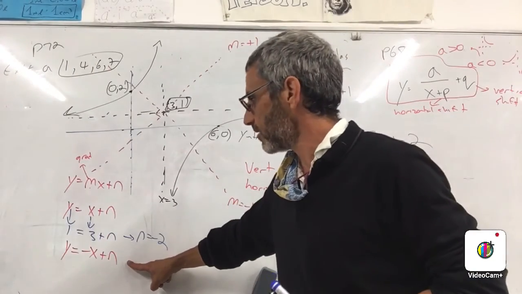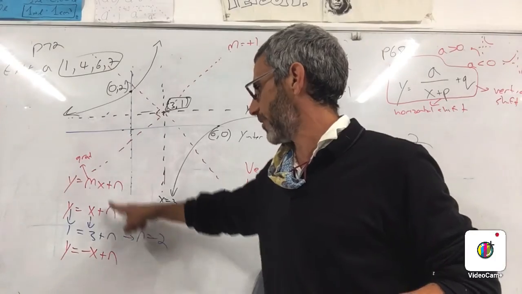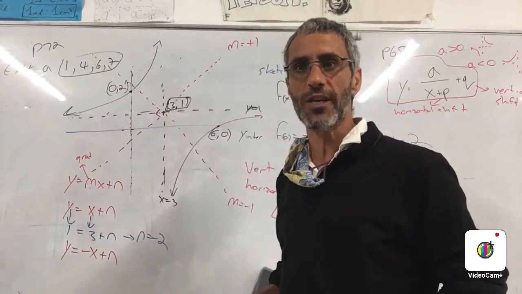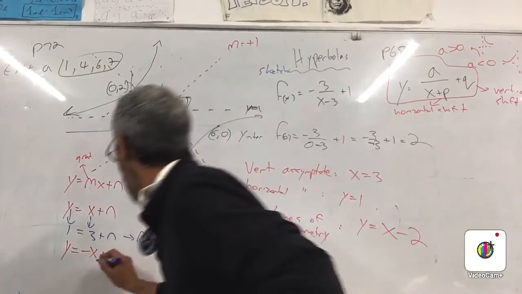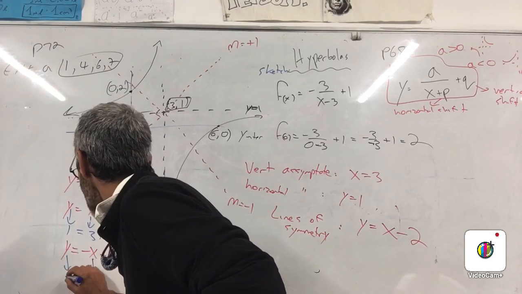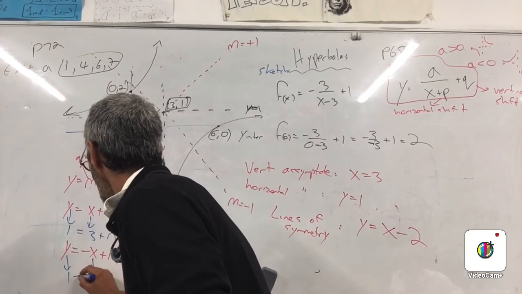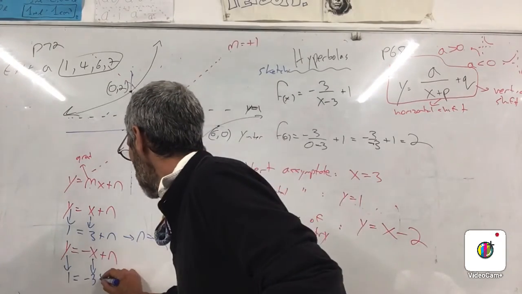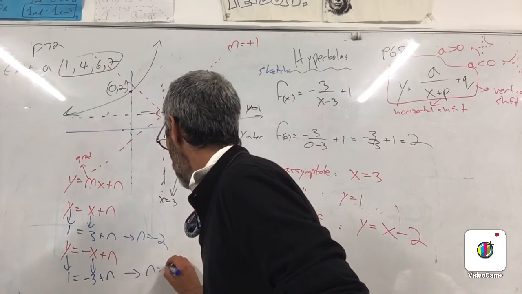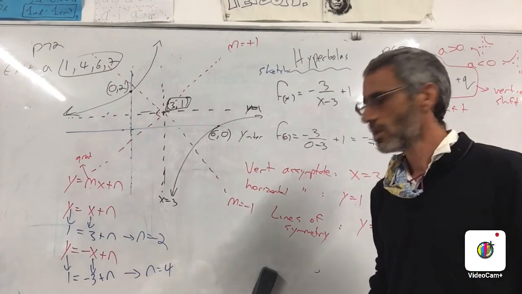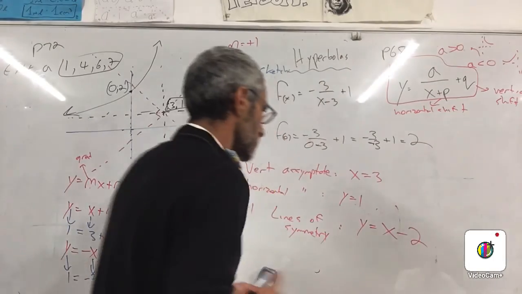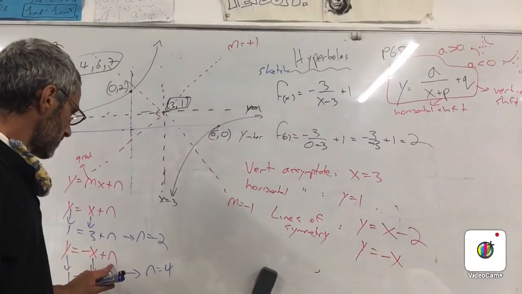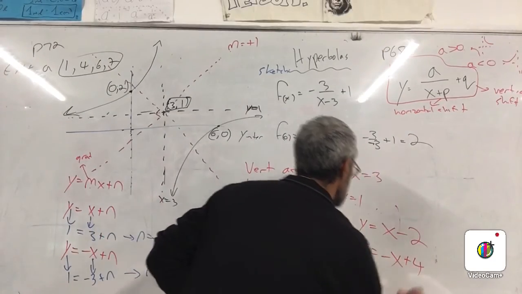How do I find this n? Exactly the same way that we found the other n, by substituting the point (3, 1), because both these lines cross each other at that point. So I'm going to put x equals 3 and y equals 1. I write 1 equals minus 3 plus n, because I've got minus now. And now I get n equals 4, which is indeed a different n. So the second line of symmetry is y equals minus x plus 4.